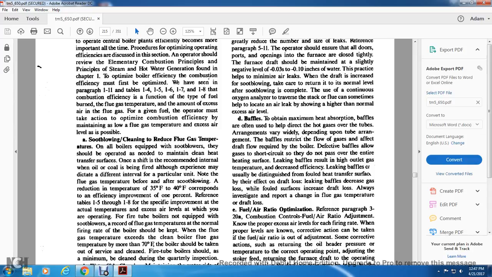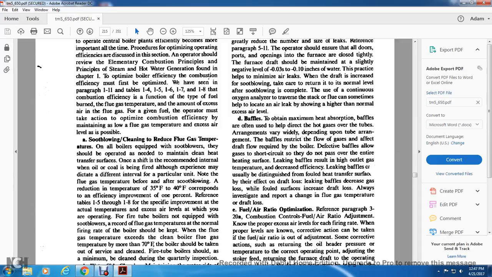Baffles. To obtain the maximum heat absorption, baffles are used to help direct the hot gas over the tubes. The arrangement varies widely depending on the tube arrangement. The baffles restrict the flow of the gas, affecting the draft required for the boiler. Defective baffles allow the gas to short circuit. The gas does not pass over the entire heating surface.